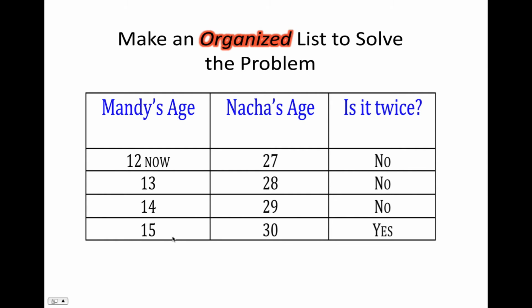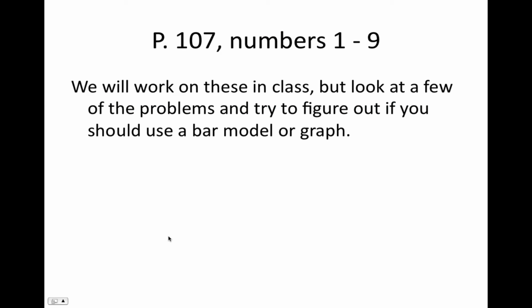When Mandy is 15, Natcha will be 30, and that is twice as much. So it's going to take 1, 2, 3 more years for Natcha to be twice Mandy's age. Okay, on page 107 in your book, there are 9 problems. And in these problems, you can solve them either by using a bar model, like the one we used the other day, or you can use a graph, like the one that we just did. You need to figure out which one of those strategies is a better way to solve the problem.